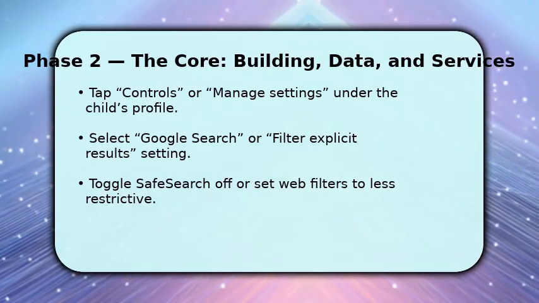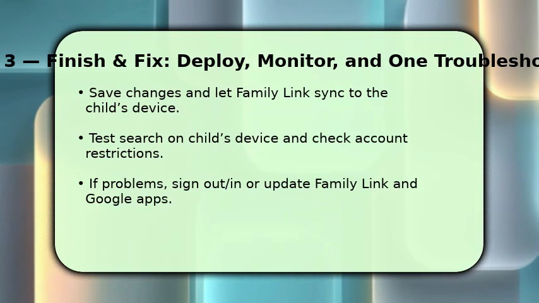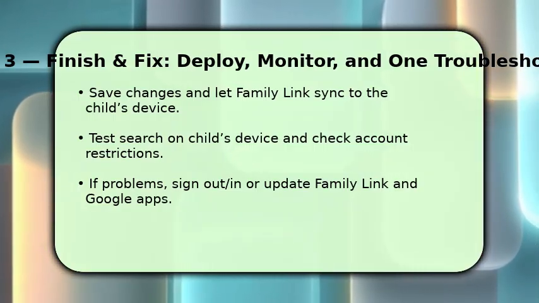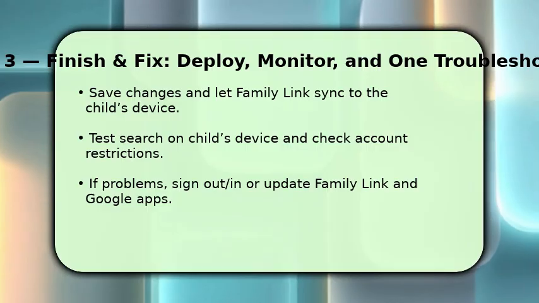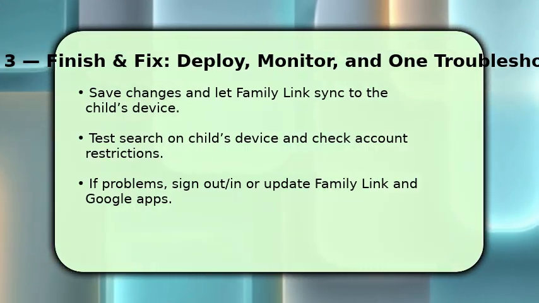After toggling, watch for a confirmation or save button, and make sure the app saves it. Finally, save your changes and allow Family Link time to sync to the child's device. This may take a minute. Once synced, test a few searches on the kid's device to confirm safe search is off.